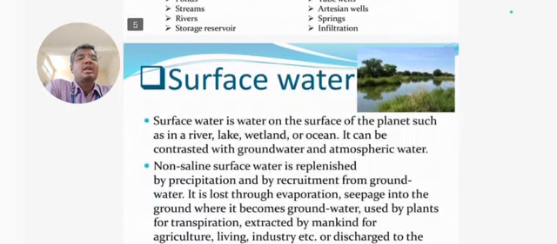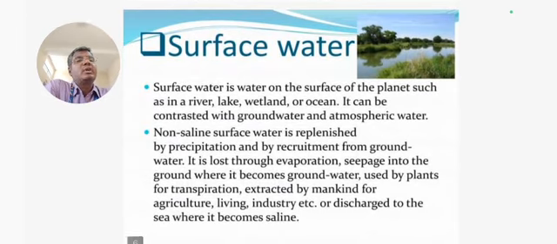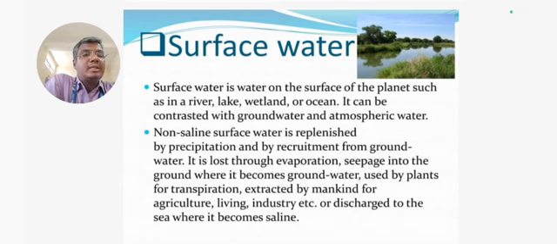So what is surface water? Surface water is water on the surface of the earth or the planet, such as river, lake, wetland or oceans. It can be contrasted with the groundwater and the atmospheric water, so it is different from them. We have to clearly understand that surface water is the water which is on the surface of the planet.